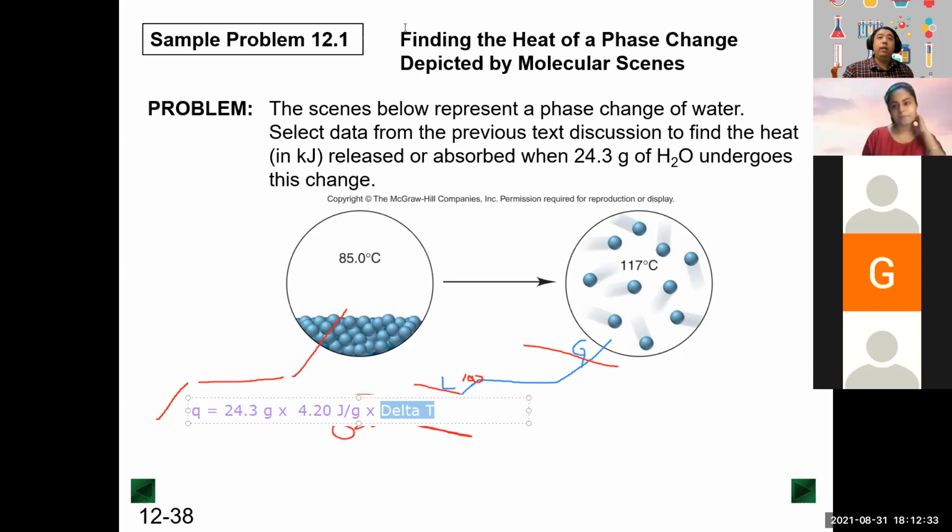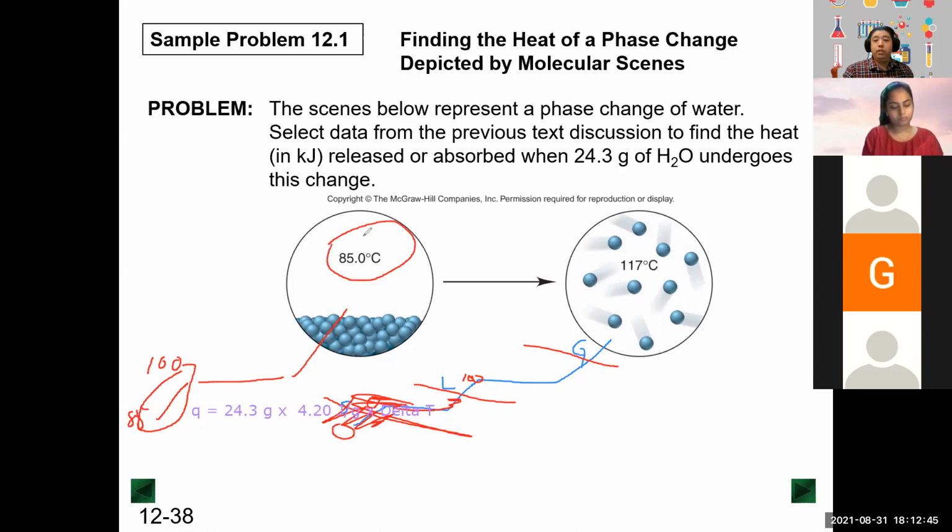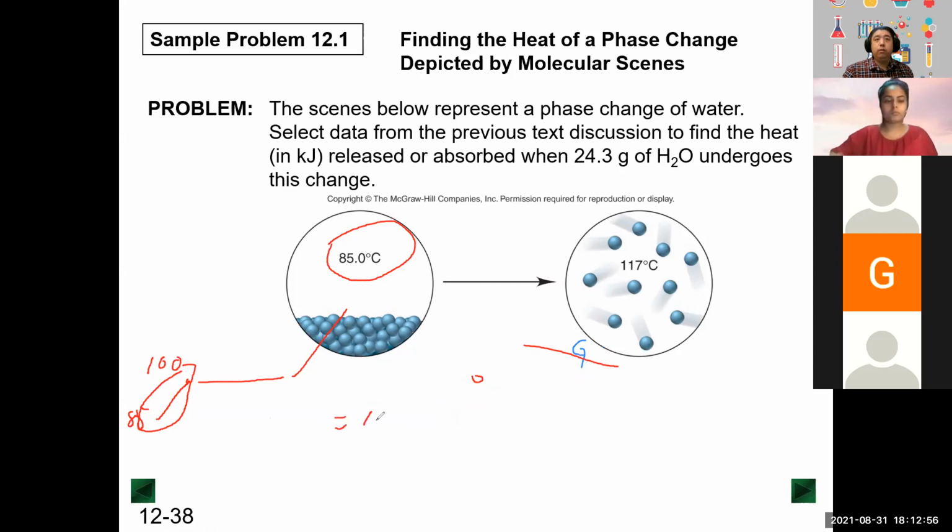Right now, I am only calculating one thing. I'm only calculating this part. This is 100 on top, this is 85, okay? Water cannot be higher than 100 degrees Celsius. So this only goes up to here, which means that my delta T, go ahead and just erase all this, my delta T is actually equal to 15. It's 100 minus 85, okay?